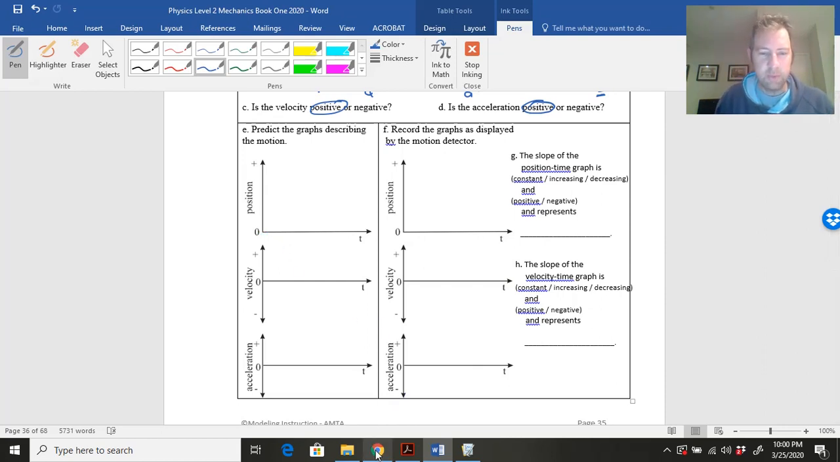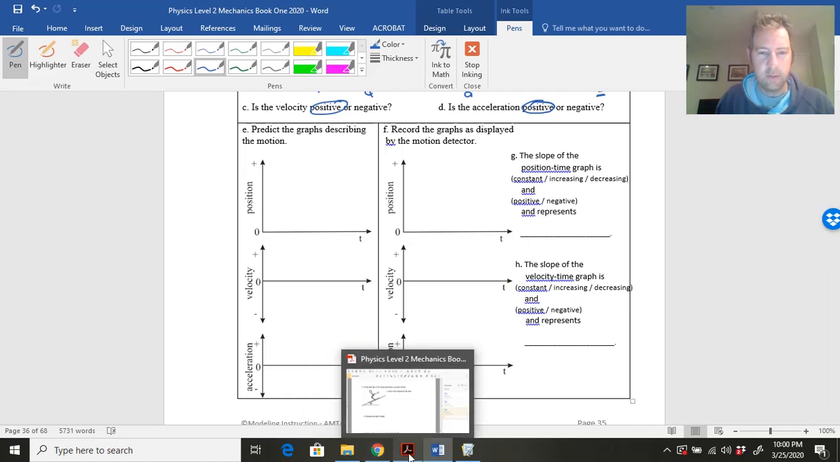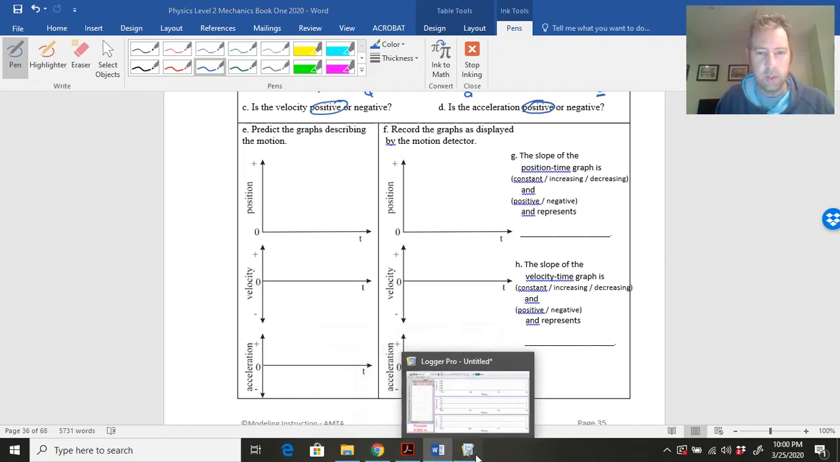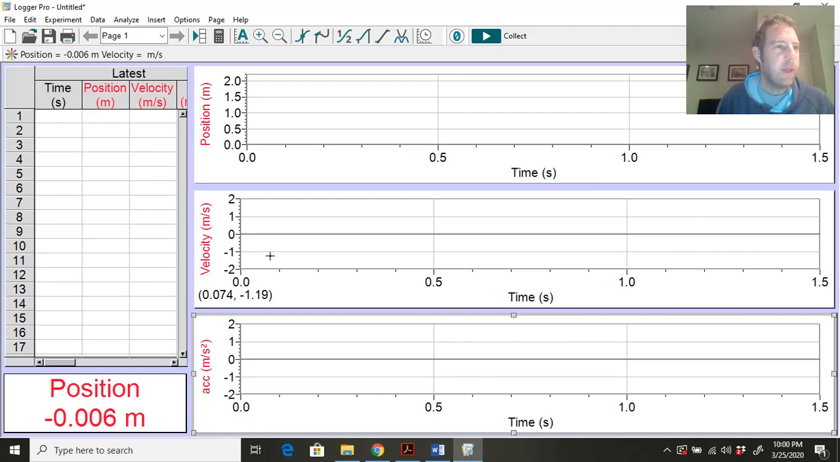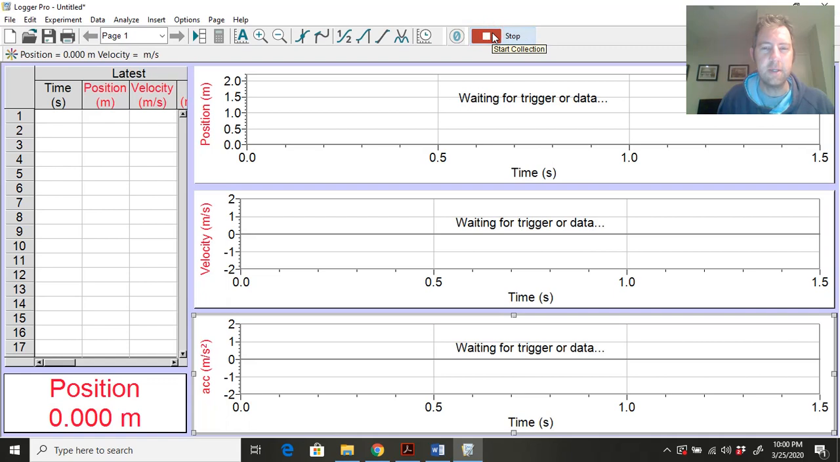So you saw it before. I want to get my Logger Pro going. I'm going to zero it so it knows where it is as 0. I've got it set up to trigger, so when I start the collection, it doesn't start until I remove the banana. So here we go.